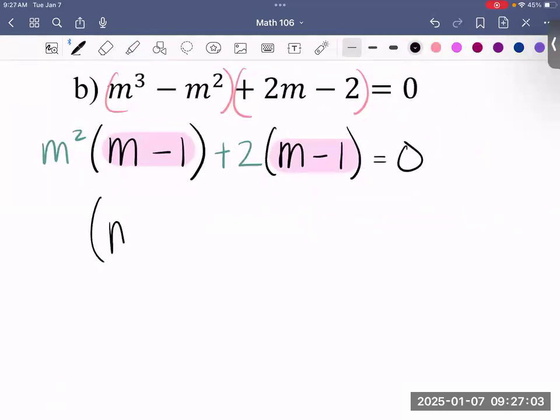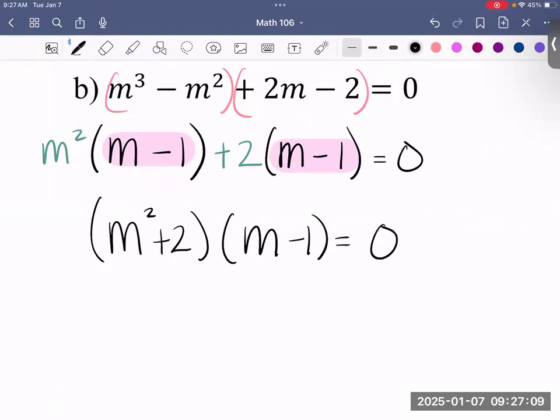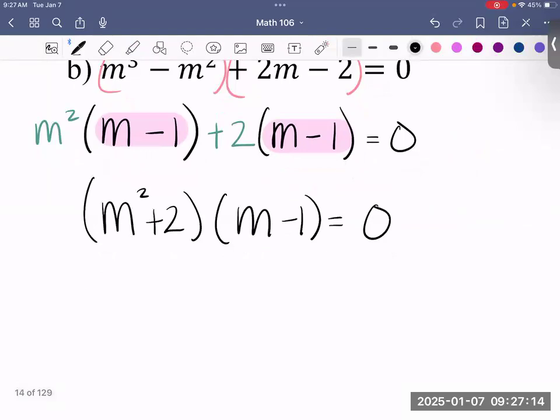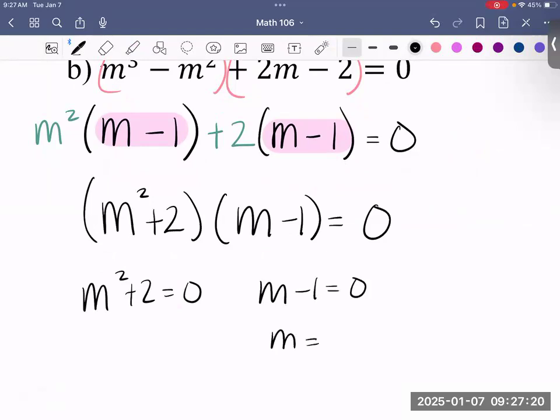So in our first parentheses, we can have one of these. And order doesn't matter with your parentheses, just as long as you've grouped them. So now we can go ahead and set them equal to 0. M is equal to 1. M squared is equal to negative 2.